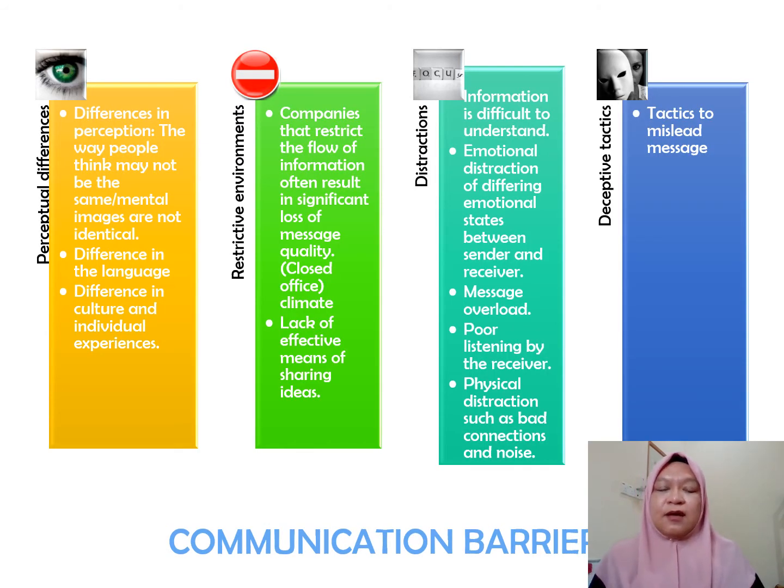The next one is: what are the barriers? When we try to have good or effective communication, sometimes the communication might not be effective because of certain problems, obstacles or barriers that we face. The common barriers are perceptual differences, differences in perception: the way people think may not be the same, or the image might not be identical. Or maybe differences in language, differences in culture.